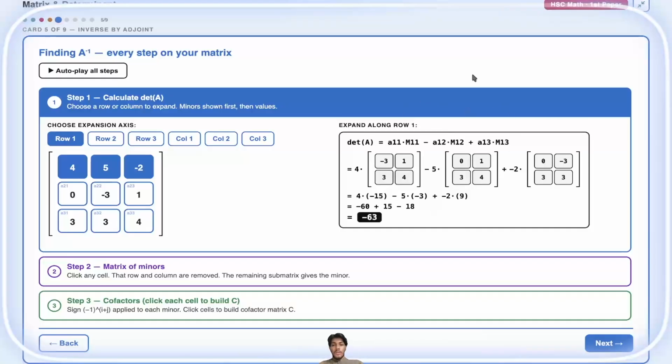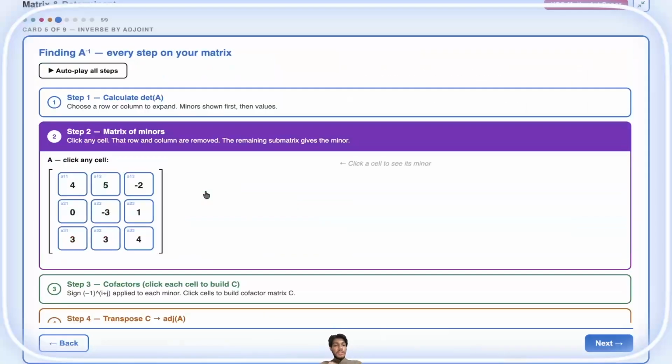So anyway, this is how we calculated the determinant. We did minus 3 times 4 and subtracted 3 times 1, and we get negative 15. Here, same: 0 times 4 minus 3 times 1 equals minus 3. Same goes here. Then we're going to become familiar with the matrix of minors.